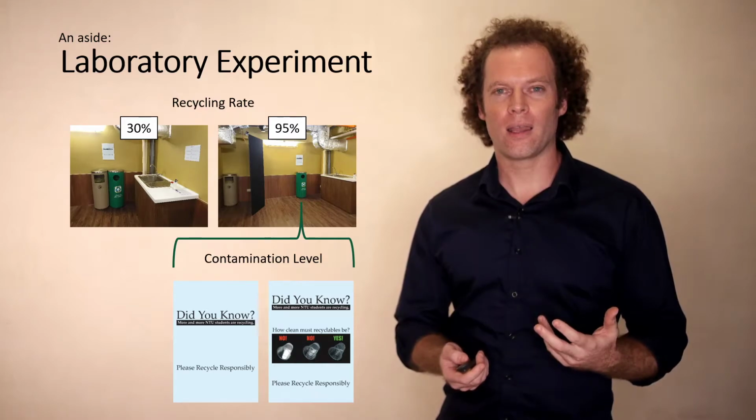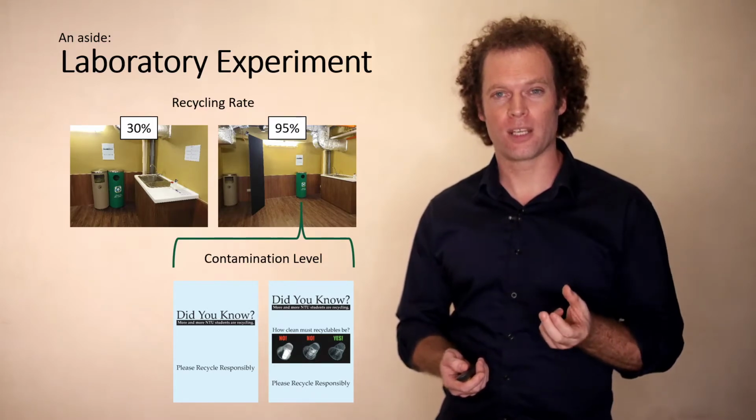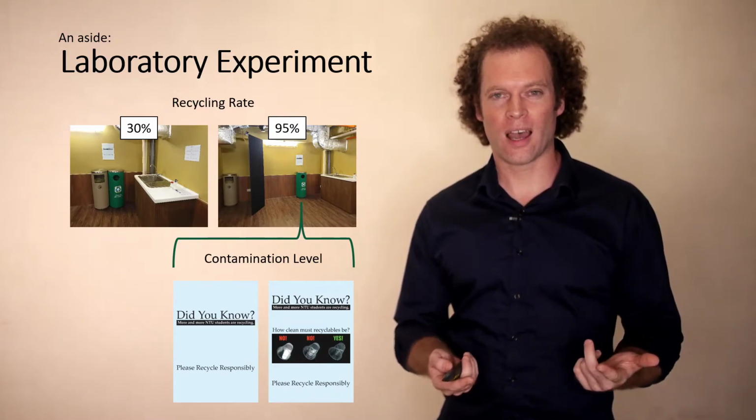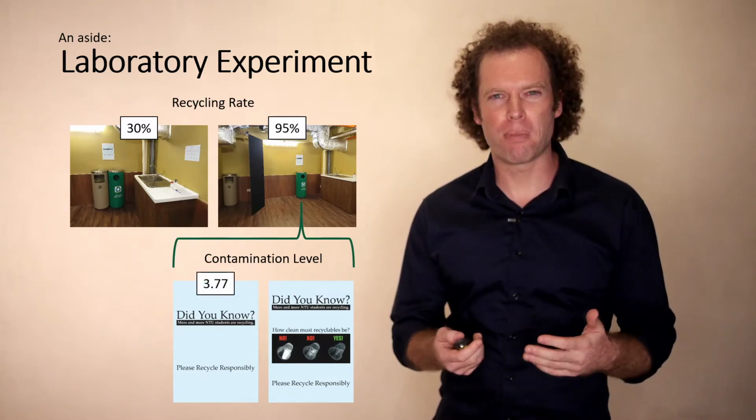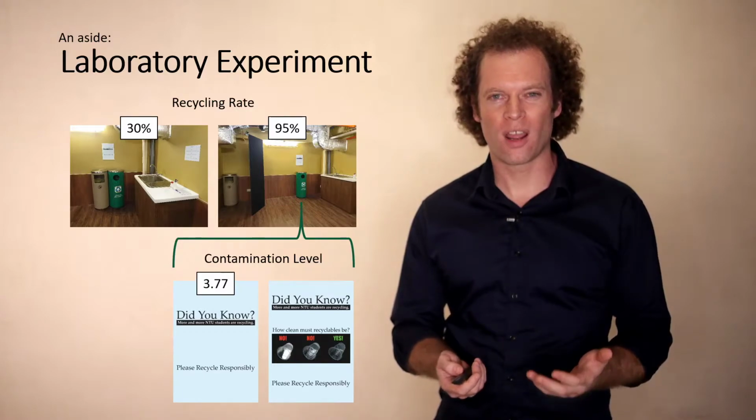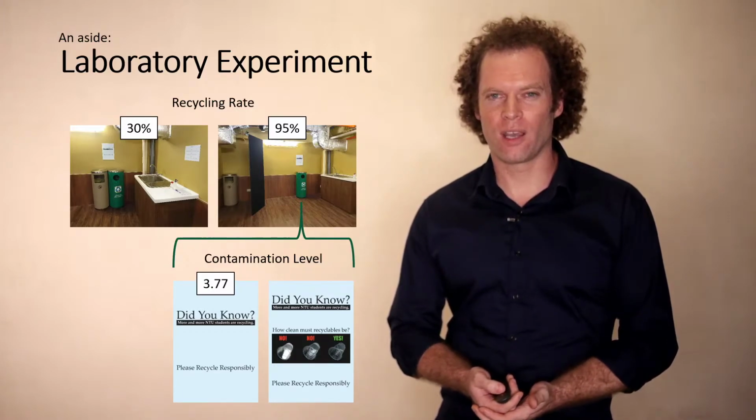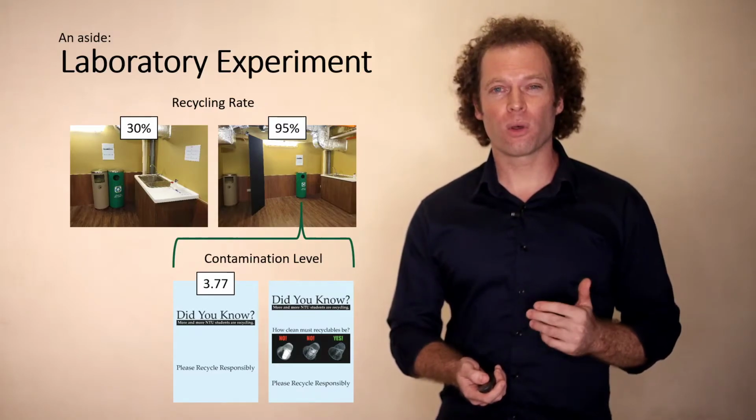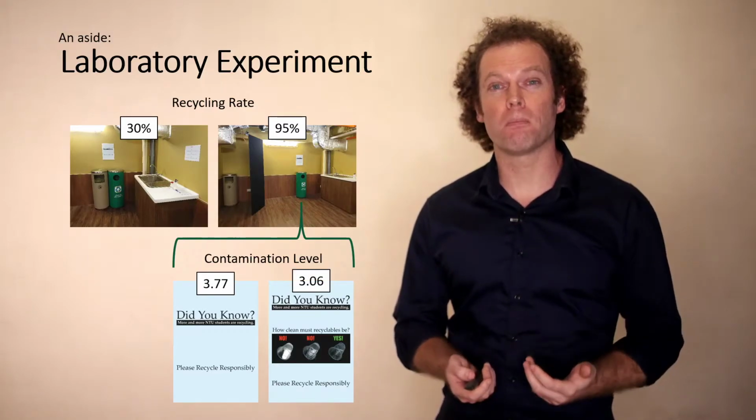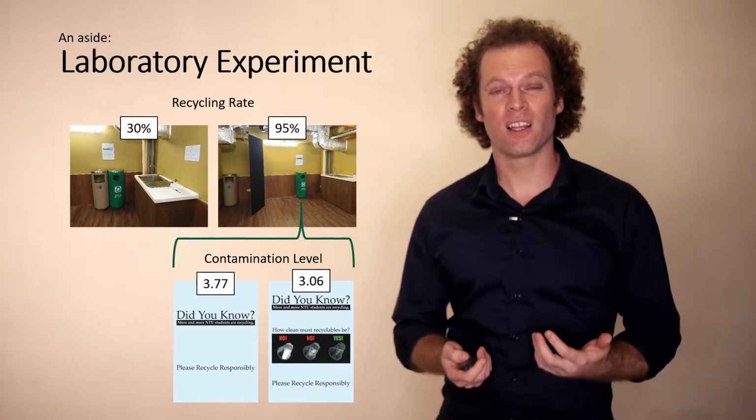So I observed how much contamination was in each of these cups, and I compared the two conditions. The average contamination when it was a basic recycling poster was almost 4. That was a pretty high degree of contamination. On the other hand, when the poster said this is how clean they need to be, there was still quite a bit of contamination, but it was much lower, significantly lower.